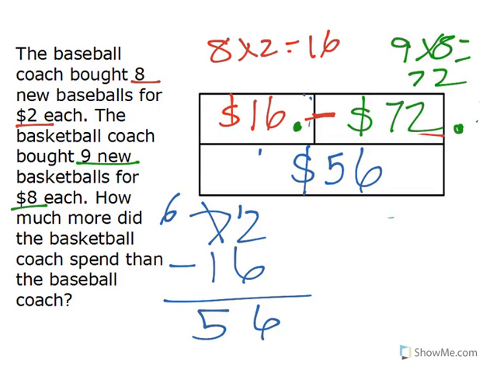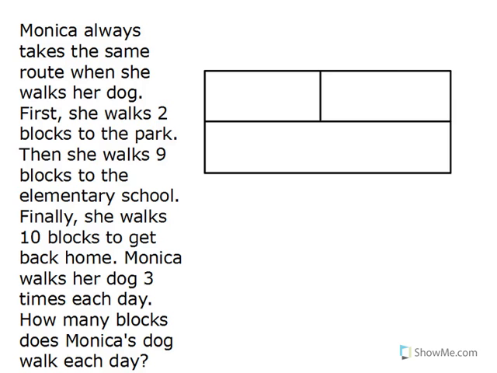Let's look at one more problem. Alright, so with this problem it says Monica always takes the same route when she walks her dog. First she walks 2 blocks to the park, then she walks 9 blocks to the elementary school. Finally, she walks 10 blocks to get back home. Monica walks her dog 3 times each day. How many blocks does Monica's dog walk each day?